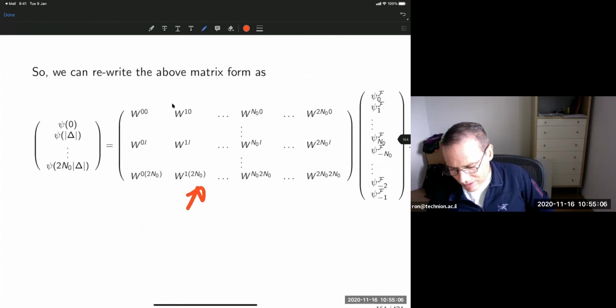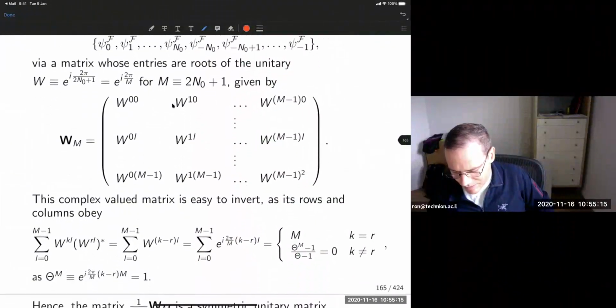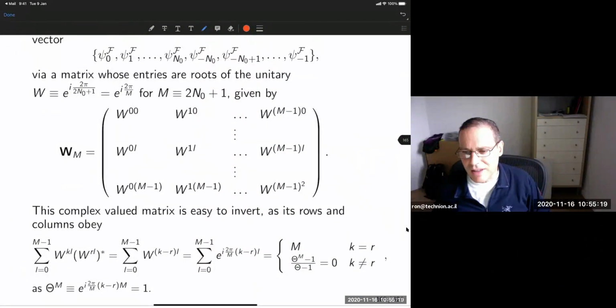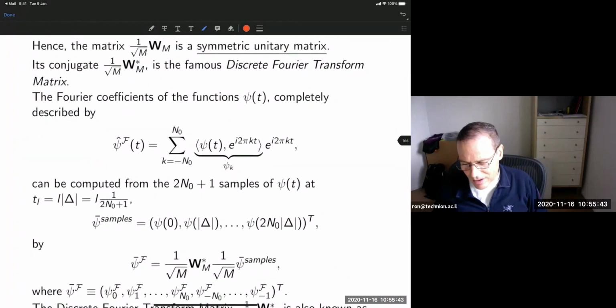This is the matrix that we got. I will leave it like that. And this is what we were missing in the previous slide. What we got in the previous slide is that, in fact, this matrix is almost unitary, okay? Almost in the sense of a coefficient of 1/√m, as far as I remember. So let's see if I remember correctly. And indeed, this is a symmetric unitary matrix, which means that if I multiply it by its conjugate, it would be equal to the identity matrix. And this conjugate is known as the discrete Fourier transform. Okay, so the conjugate matrix is nothing but the inverse matrix.